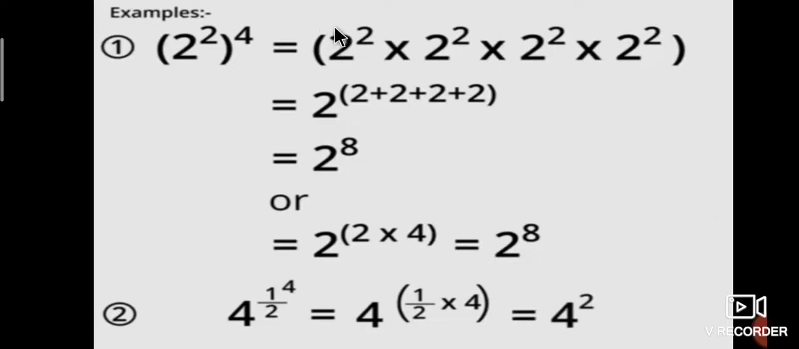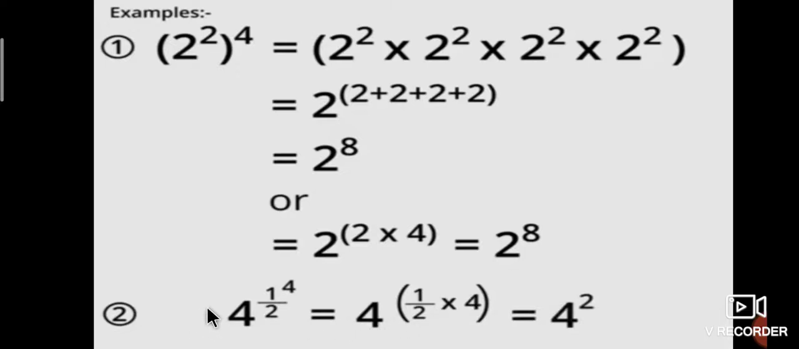(2^2)^4 means 2 square into 2 square into 2 square into 2 square. According to the first law, a^m into a^n is equal to a^(m+n), so this is 2^(2+2+2+2), that is equal to 2^8. Or according to the third law, (a^m)^n is equal to a^(mn), that is 2^(2 into 4), that is equal to 2^8. 2^8 is the answer.